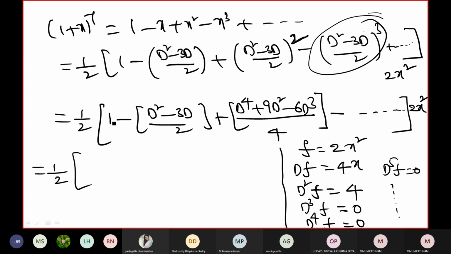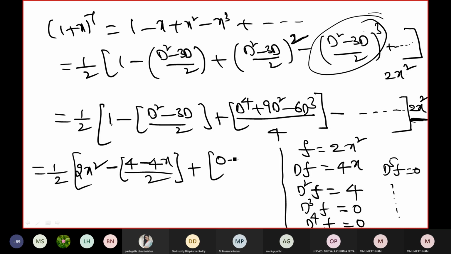So let's multiply: the whole thing into this. 1 into 2x square is 2x square, minus d square of 2x square, and d square is 4, minus 3 times d of 4x by 2, plus d power 4 is 0, 9d square means 9 into 4, 6d cube is 0 by 4. Doubts, please? The remaining terms are all zero, because if a cube is there, at least d cube will be there, or higher. So from d cube onwards all the terms will be 0.